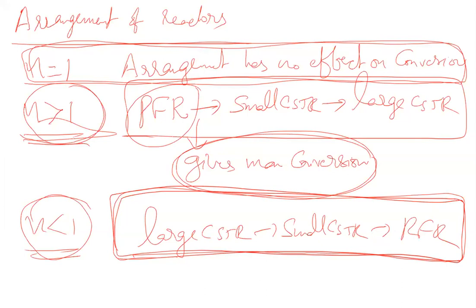If you look, we do not have any two PFRs in series model, because it doesn't matter. What is the back mixing of a PFR? It is 0, no? When you split the PFR, you will not get anything. That is why you will not see two PFRs in series.